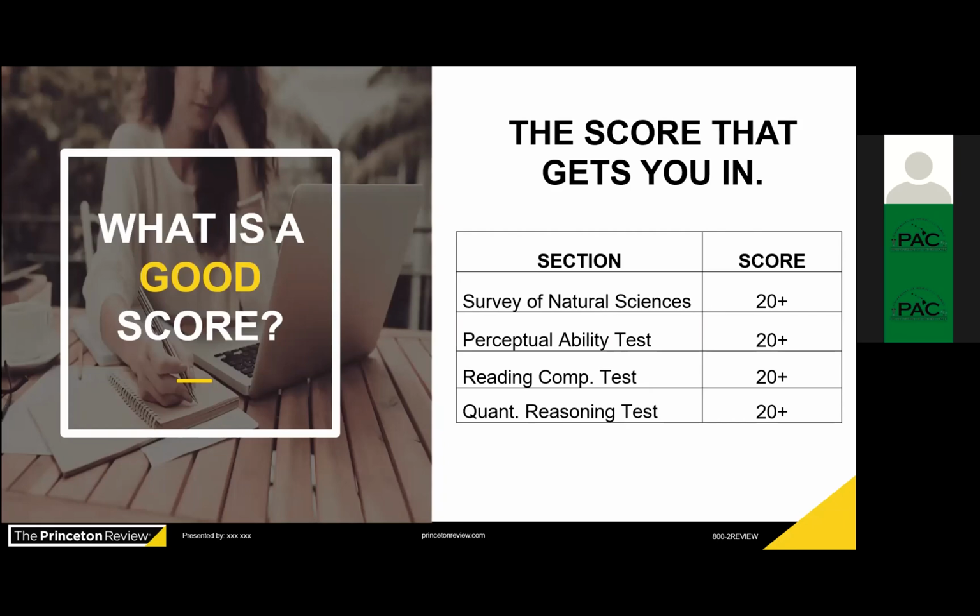So ultimately, it's up to you to do your research on the dental schools that you're applying to, what their average accepted scores are, and base your study plan and your goal scores around that. But as I mentioned, a score that's considered good would be maybe a 20 or above, because that's what's most likely the score that's going to get you into dental school.